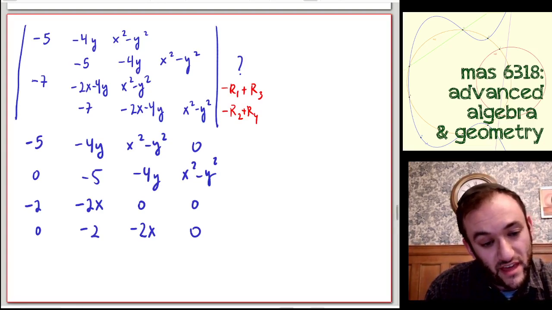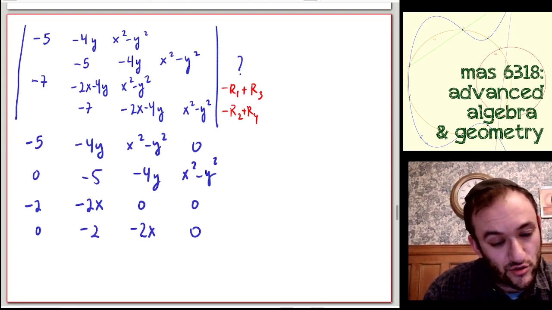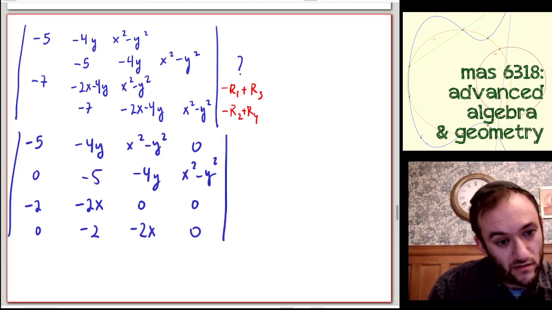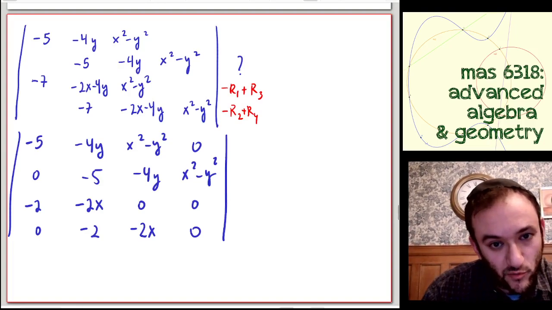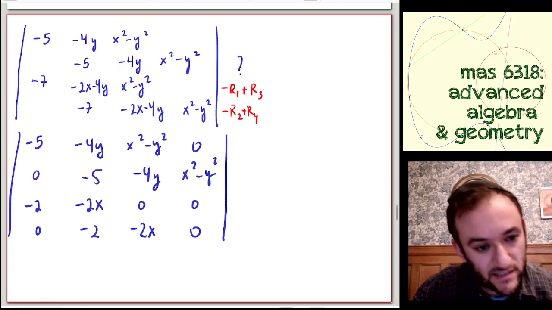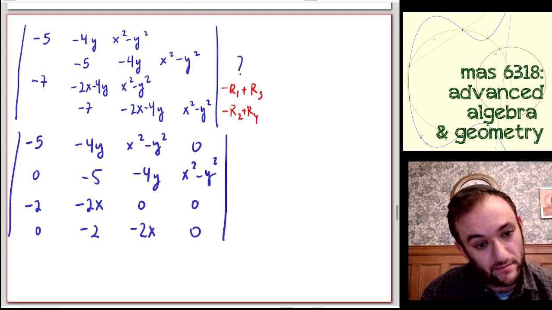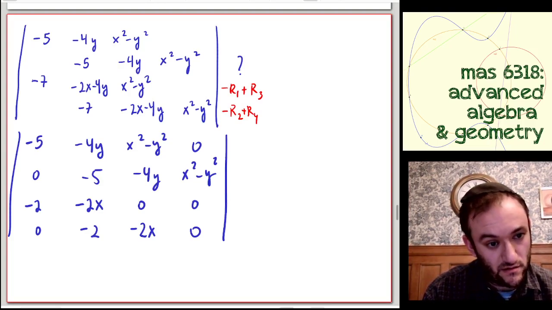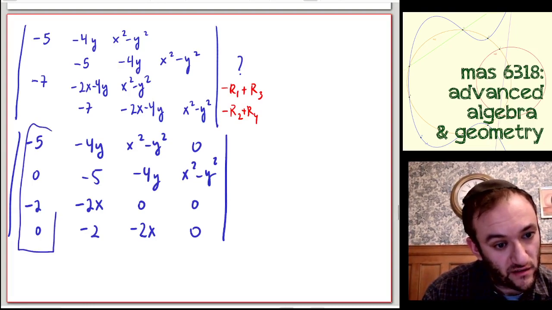And so from there, we can try and do the calculation. Oh, you know what? Let's do one more of these. No, yeah. Let's just go ahead and do the calculation. So we'll try and take it along column 1. So we're going to expand along column 1.